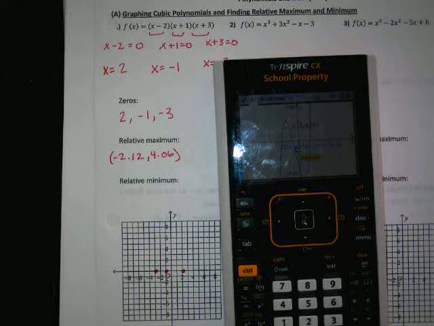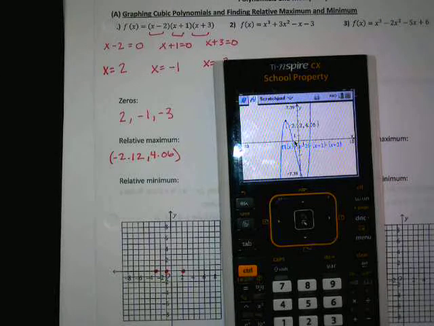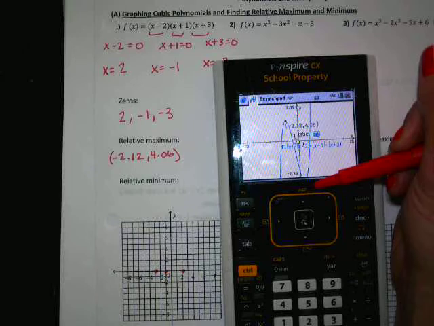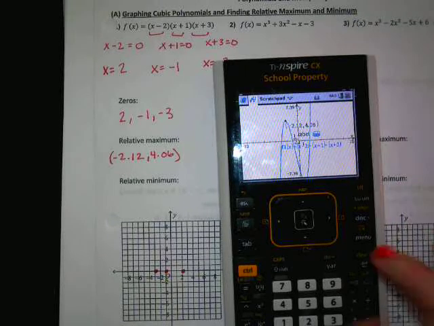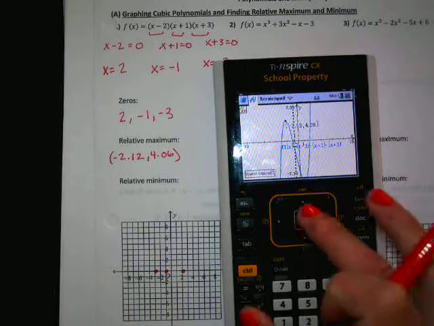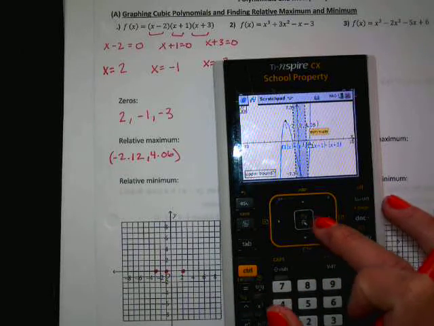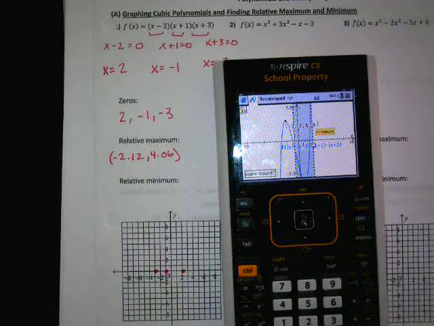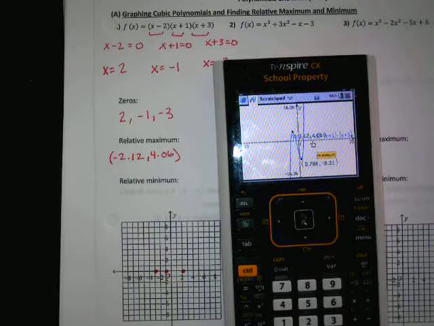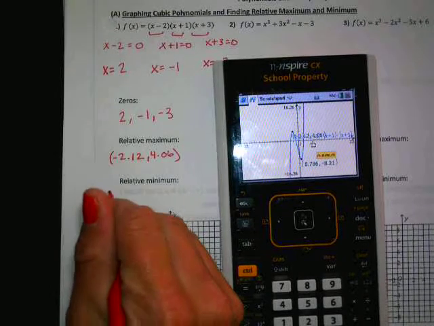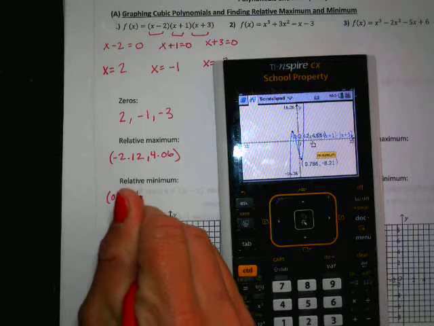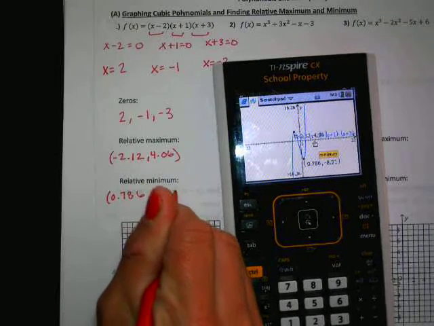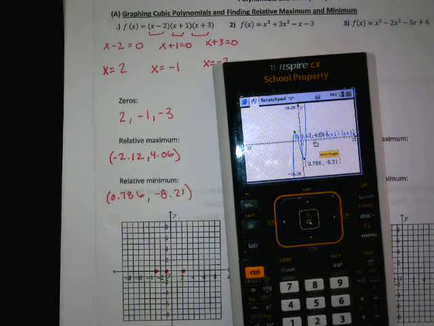All right, so I have my maximum. Now I'm going to do my minimum. So my minimum point is down here, right? It's kind of off the graph, but in the calculator, as long as you highlight where it would be, like I highlight right here because I know it's going to be down here, your calculator will automatically zoom for you. So press enter. It automatically zooms, and it gives me my min point at 0.786, -8.21.